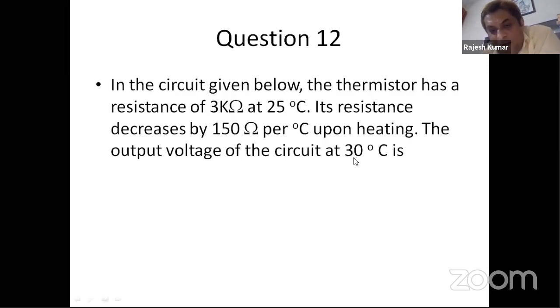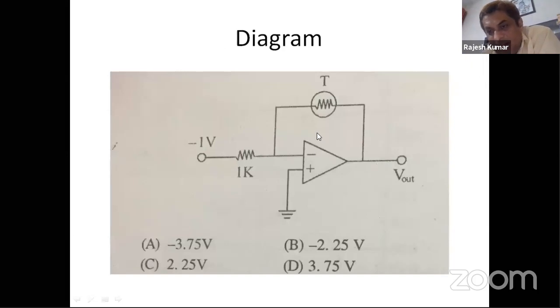The output voltage of the circuit at 30 degrees centigrade is given by so and so. This is the diagram I have shown you. This is the symbol of the thermistor. You have an op-amp, the input voltage is minus 1 volt, and this resistance is 1 kilo ohm. You have to find the output voltage. The options are minus 3.75 volt, minus 2.25 volt, 2.25 volt, and 3.75 volt.